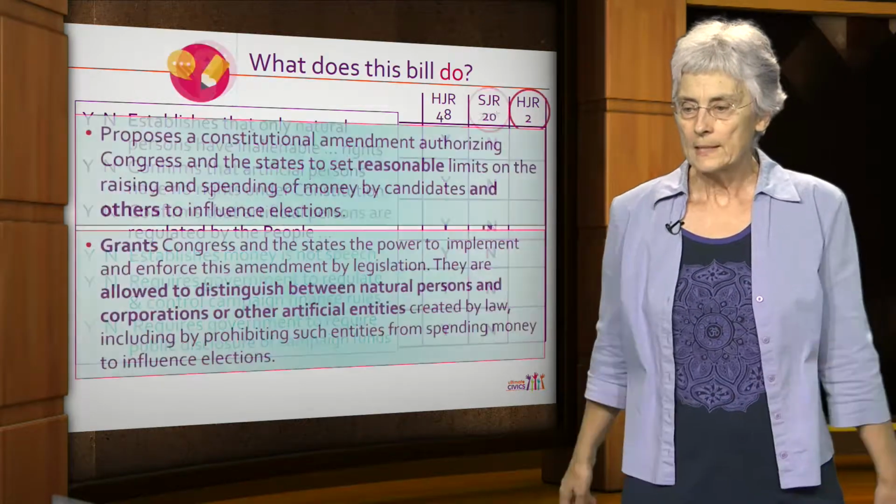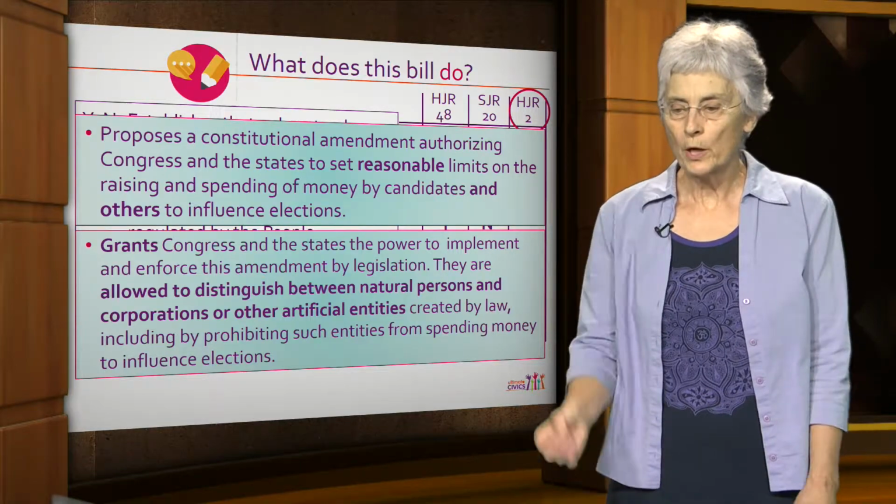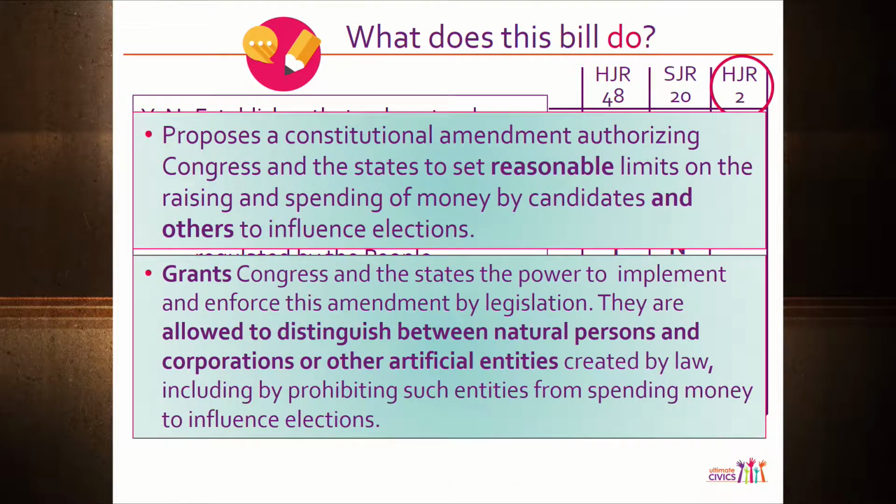Moving on to our last, House Joint Resolution 2. We're going to do this one together now. This is the sum total of it. This bill proposes a constitutional amendment authorizing Congress and the states to set reasonable limits on the raising and spending of money by candidates and others to influence elections. It also grants Congress and the states the power to implement and enforce the amendment by legislation. They are allowed to distinguish between natural persons and corporations or other artificial entities created by law, including by prohibiting such entities from spending money to influence elections.